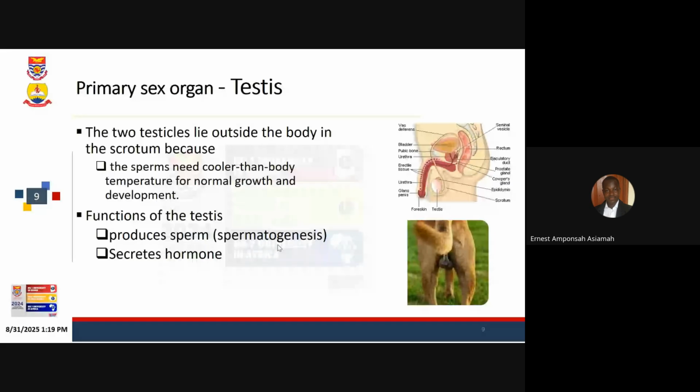The testes also secrete some hormones. The popular one is testosterone. Testosterone is a hormone secreted by the testes. We can also look at inhibin. Inhibin is also a hormone secreted by the testes.